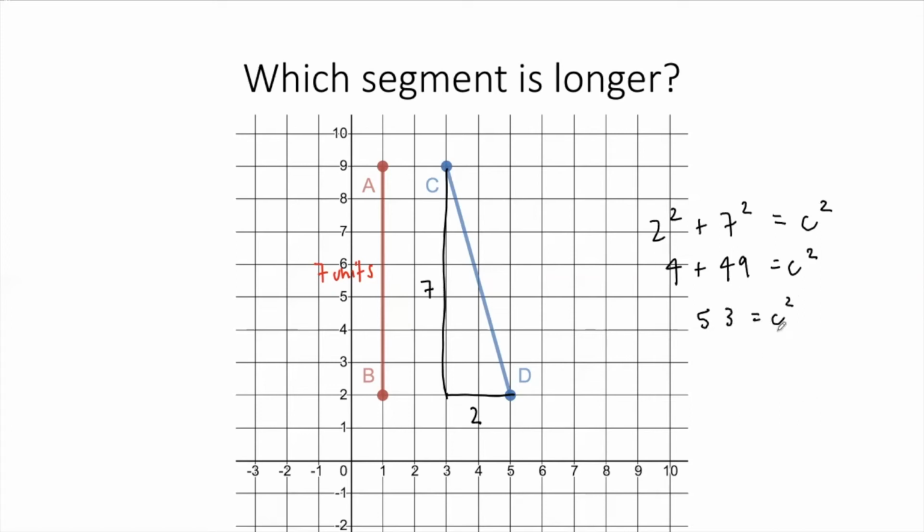And then you would take the square root of both sides. So C is equal to the square root of 53, which is a perfectly acceptable answer. Or that's approximately equal to, if you type square root of 53 into a calculator, about 7.28 units. So line segment CD is 7.28 units long. So we can confirm that line segment CD is longer than line segment AD by about 1/4 of a unit.